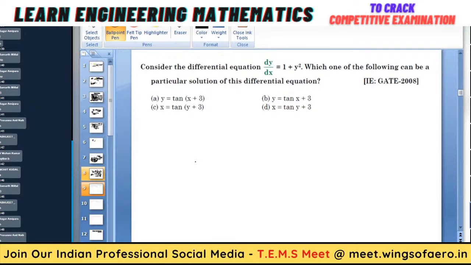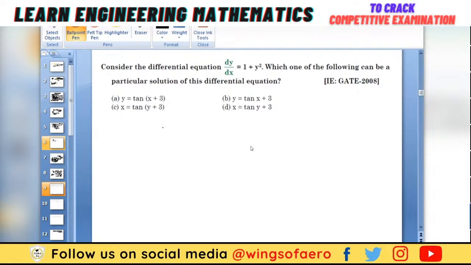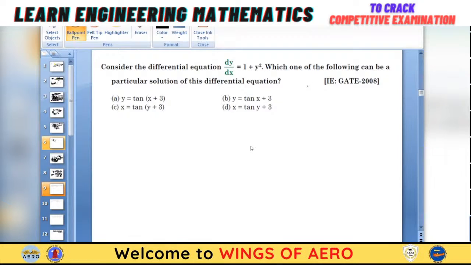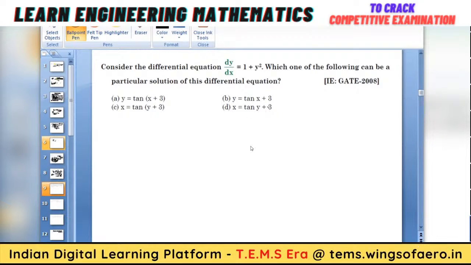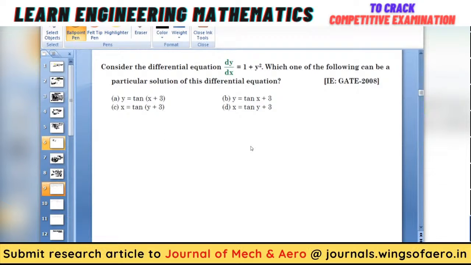Okay, many have answered. Most of you have said B. So let's find out. Okay, someone says A. First of all, this is the same kind of question where no initial or boundary condition is given to you. Only the equation is given. So by finding only the general solution, you have to choose which of these options fits the most. Okay, let's find out the solution.